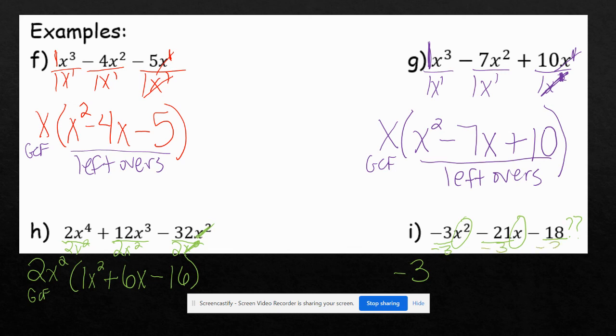So we're dividing by negative 3. Negative 3 divided by negative 3 is positive 1. And we have that x squared because we haven't reduced any variables. Negative 21 divided by negative 3 is positive 7. We have that x. And then negative 18 divided by negative 3 is positive 6. There is our greatest common factor and our leftovers.